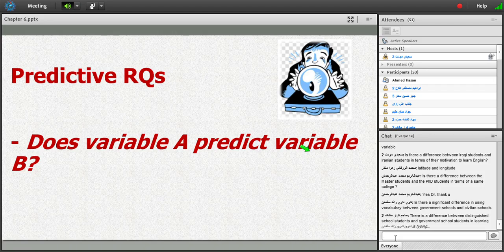Okay, so let me see what Hajem Karar wrote. There is a difference between distinguished school students and government school students in learning. Yeah, if we want to make it a question, Hajem, we can say, is there a difference? Okay, that can be a research question, a causal research question. Now, this is a predictive research question model.